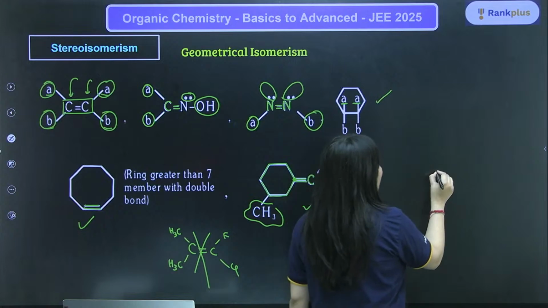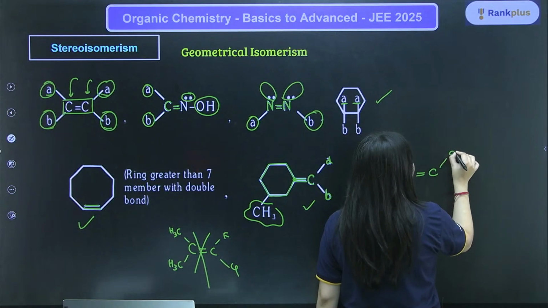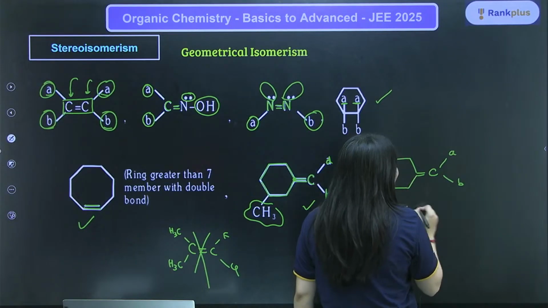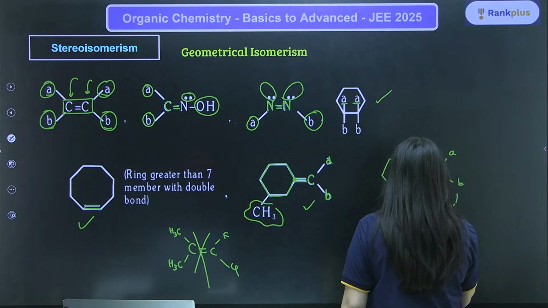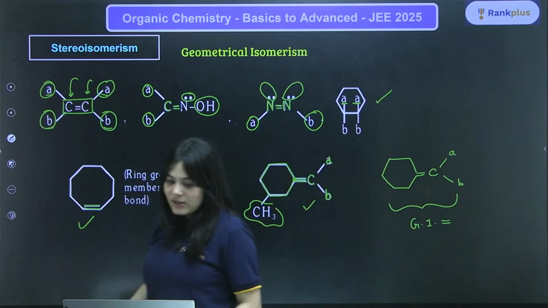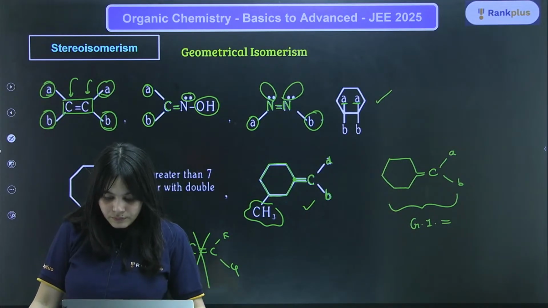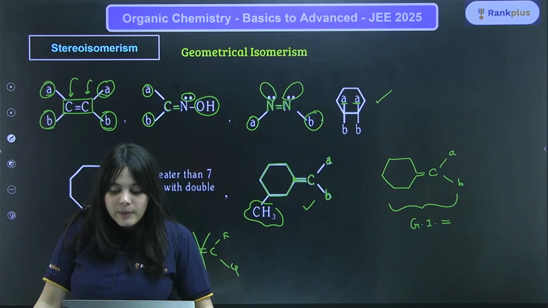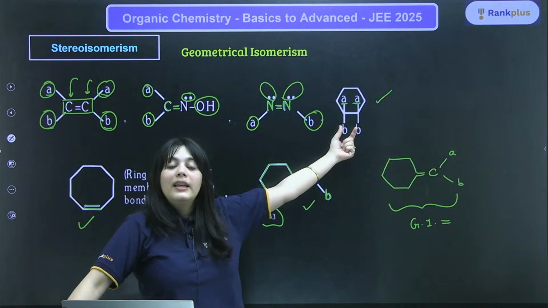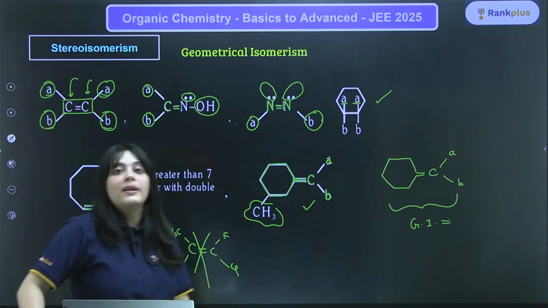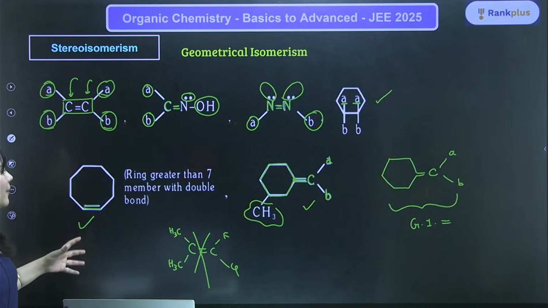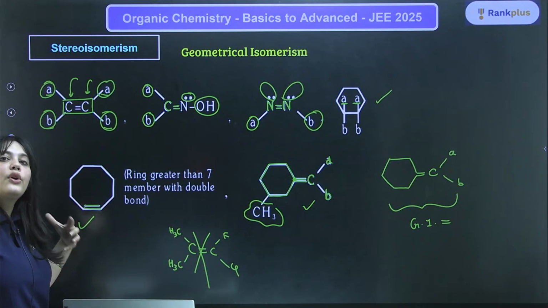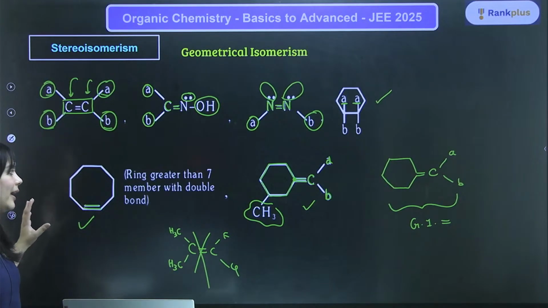But if instead of this I had drawn a structure like this, for example, like this, will this show geometrical isomerism, yes or no? I mean, a double bond in a ring of less than 8 members doesn't show geometrical isomerism. Beta, it will show. Look over here. This will definitely show geometrical isomerism. And here a ring greater than 7 members can form a double bond like this, and this will once again show geometrical isomerism, right?